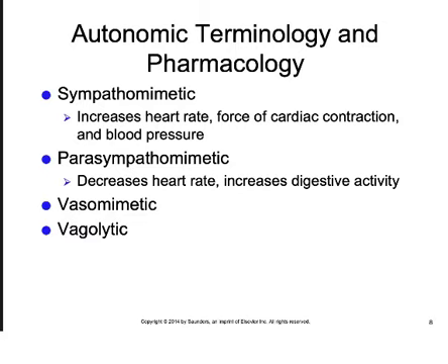Vagolytics are drugs that mimic the action of the vagus nerve, which is the major parasympathetic lead to the thoracic and abdominal pelvic organs, right? And that's cranial nerve 10, okay? Essentially vagolytic and parasympathomimetic is the same, okay?